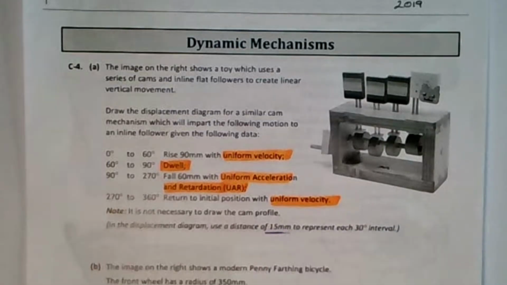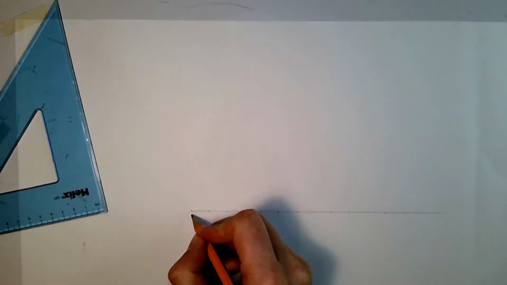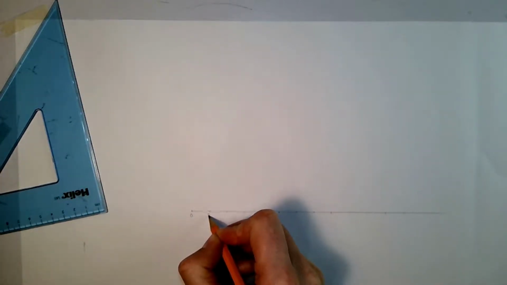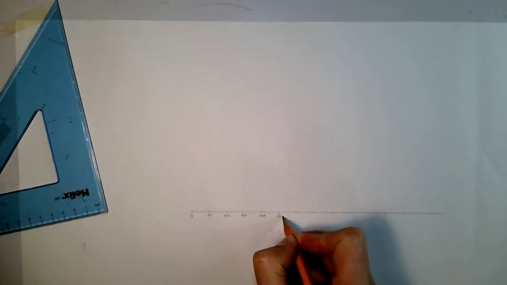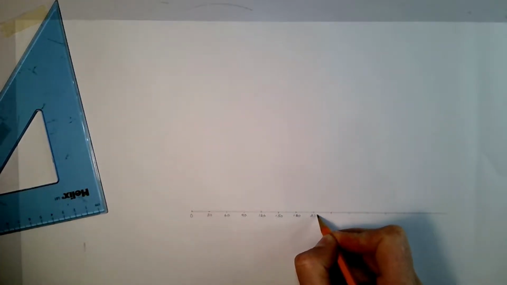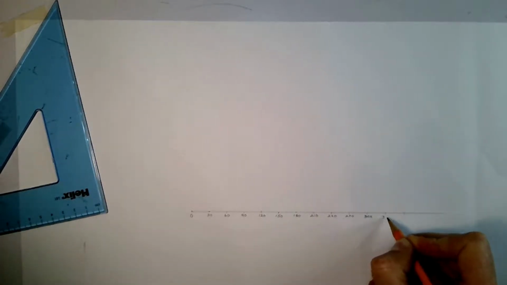So what we're told to do with the displacement diagram is to use a distance of 15 millimeters to represent each 30 degrees that this cam moves. So the first thing I'm going to do on the page is draw the straight line and set out the 12 different segments, each one is going to be 15 millimeters, and each one of these shows a 30 degree rotation of this cam.